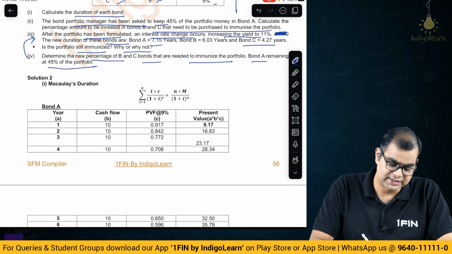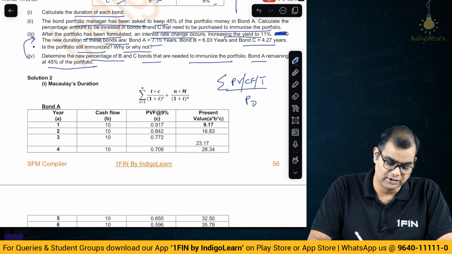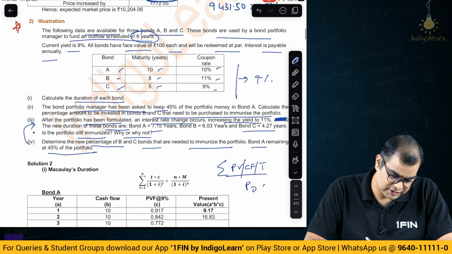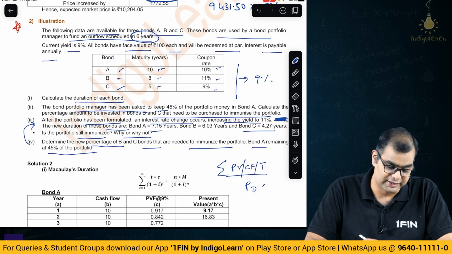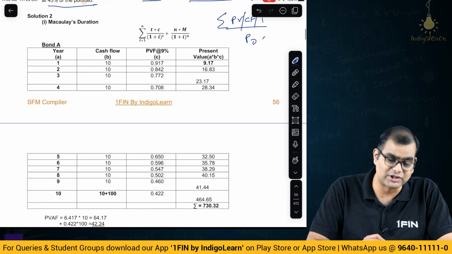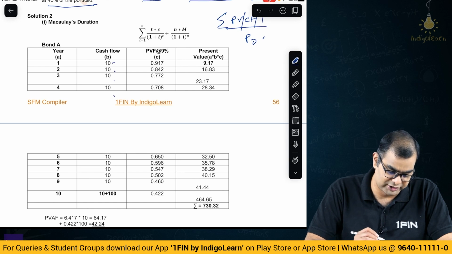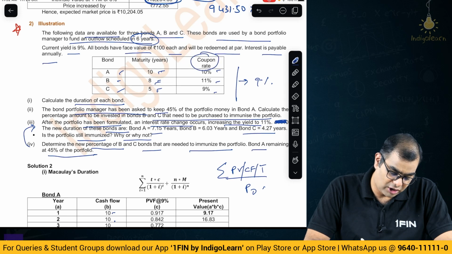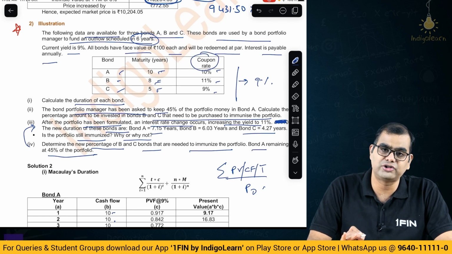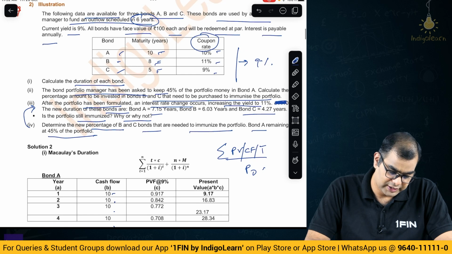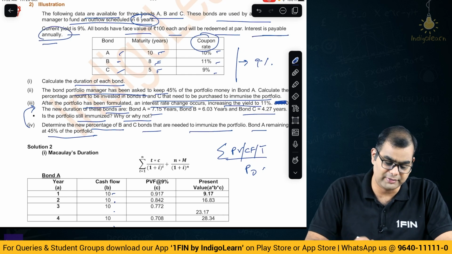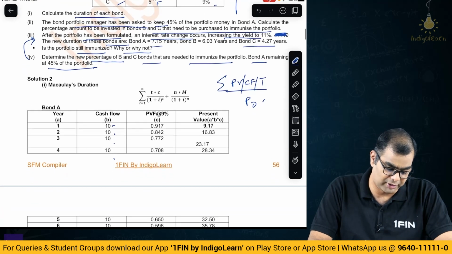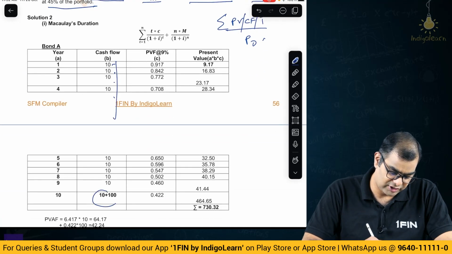So what is duration? Sigma of present value, cash flow and time, all these three things, divided by P0. So bond A, what is it? It's a 10-year bond. B is an 8-year bond, C is a 5-year bond. For bond A, the cash flow is 10 every year because the coupon is 10. When they have not mentioned what the coupon is, it is fair to assume that the coupon is an annual coupon. Here they have mentioned that interest is payable annually, so no problem. But otherwise, please mention it as an annual coupon and go ahead and solve the problem. So every year you have 10 and the last year you have 110.